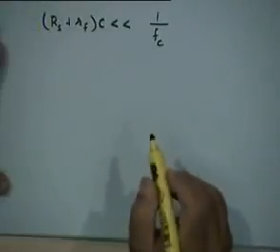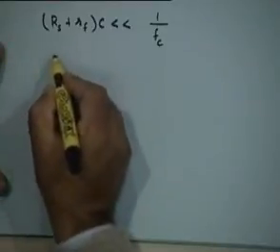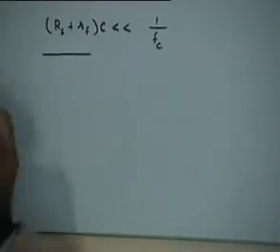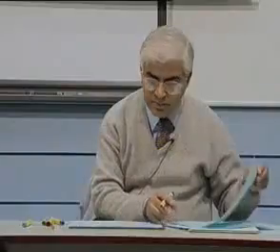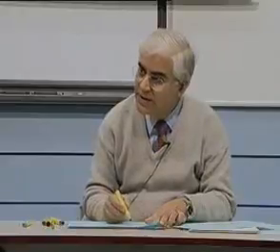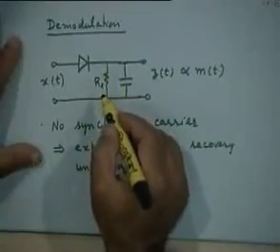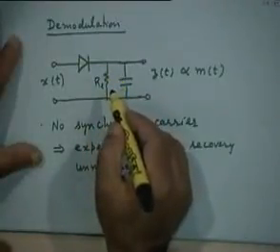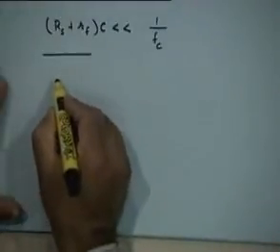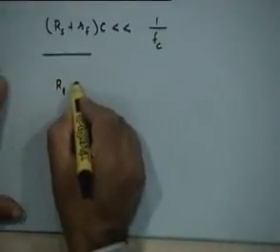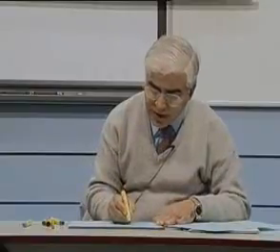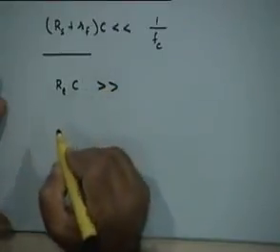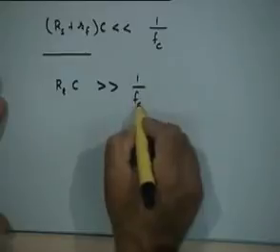The second condition is regarding the discharge. What would you like the discharging time constant to be? What is the discharge path? Let's come back to this. Through RL. So what is the discharging time constant? RL times C, right? So what would you like RL times C to be? Should it be a large value or a small value? It should be large. It should discharge slowly, right? So RLC should be much greater than 1 by FC.